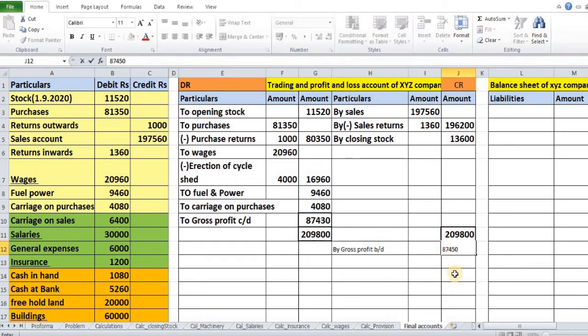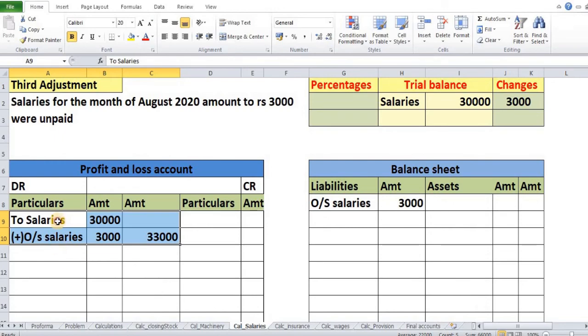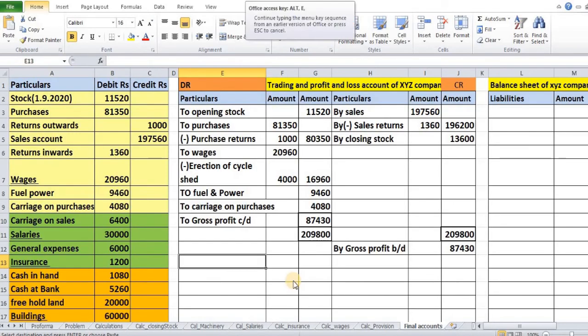Till here we have prepared trading account. Now we'll prepare profit and loss account. In this problem, we have 4 accounts highlighted in green color that come under office expenses. Those are carriage on sales, that is 6,400, and salaries, that is 30,000. General expenses 6,000. Insurance 1,200. For salaries and insurance, we have adjustments. We'll copy the data for these items from the working tab and paste it here.